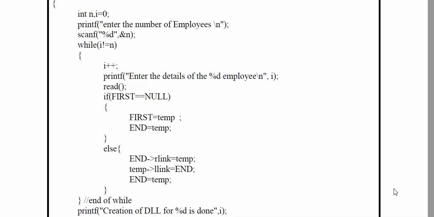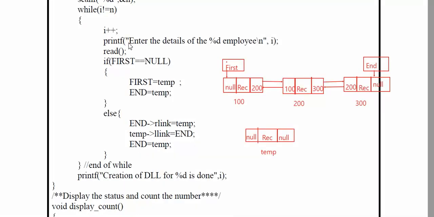If not, as we can see in this particular list, if front is equal to null, in this, first is equal to null in the sense we don't have any nodes in the list. So first and end will be the temp node itself. If not, if this condition is wrong, in the sense there are a set of nodes in the list, it has been given that while creating we need to insert the new node at the end of the list.